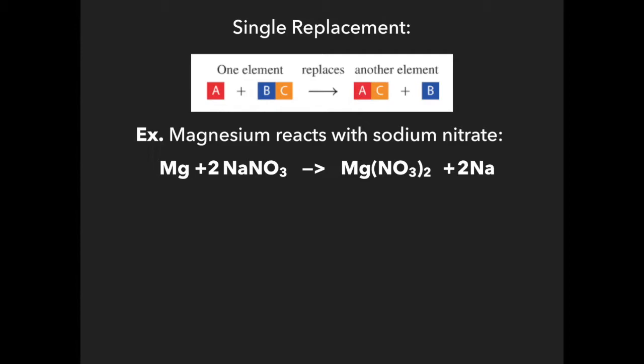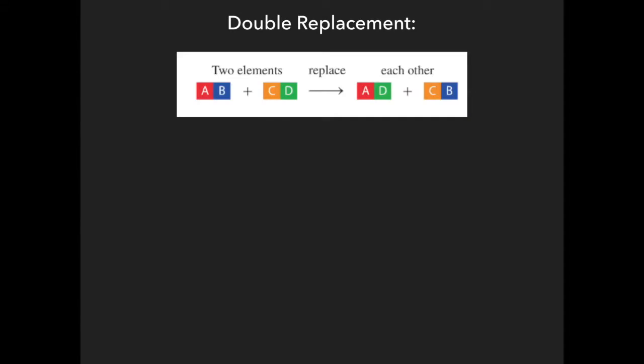Okay, so in single replacement, you've got one element that's kicking out another one that was part of a compound. In double replacement, you have a complete and total switch of partners. So A was with B, and C was with D. Now A is with D, and B is with C. Notice here that your outside elements, A and D, combine together, and your inside elements combine together, C and B. So I call this innies and outies. My innies are my B and my C, my outies are my A and my D. So they completely switch partners.